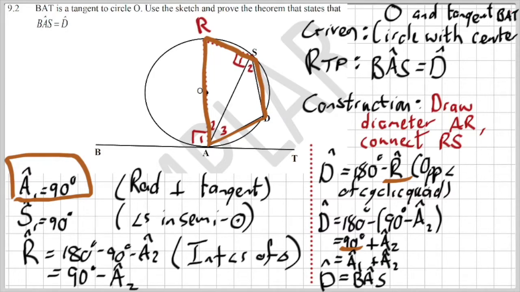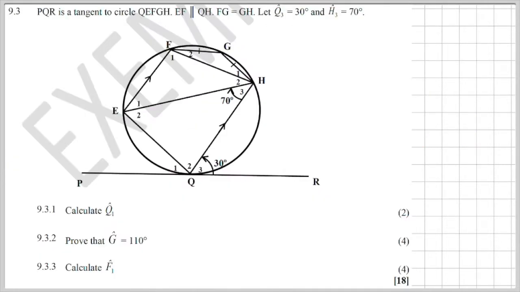Now let's look at a question that is not theoretical, or not a theorem, rather. The next question is: PQR is a tangent to the circle, EF is parallel to QH, and then they give you that. I'm going to ask you to hit the pause button, try the sum yourself, and then we'll take it further from there.